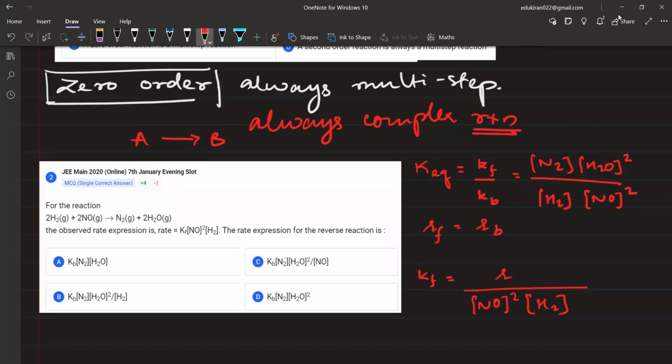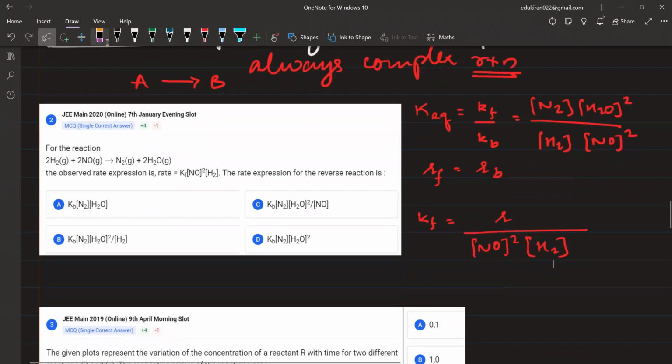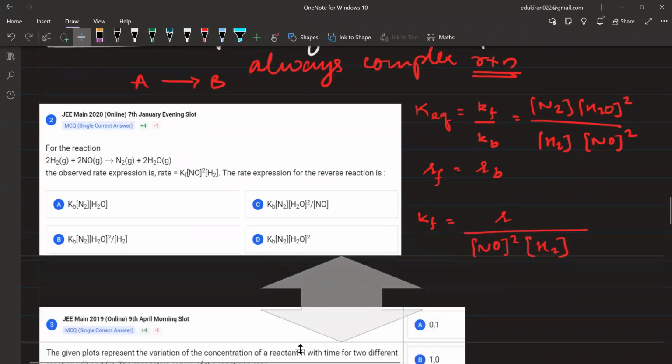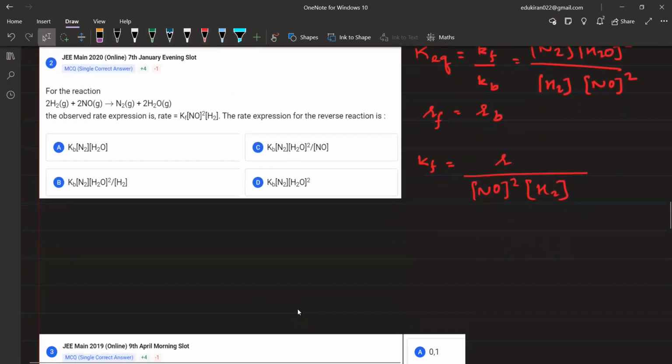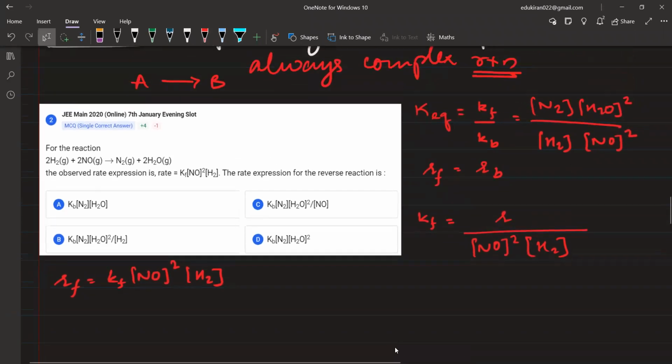KF आ गया आपके पास, and then you have KF is equal to RF. What is RF? Also, they have given RF is equal to KF into the concentration of NO square on H2. ठीक है? Now KF into N2 square upon H2. इस इक्वेशन में इसको बैलेंस कीजिए यहाँ पे. Take this equation.